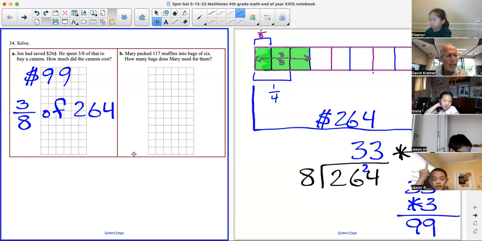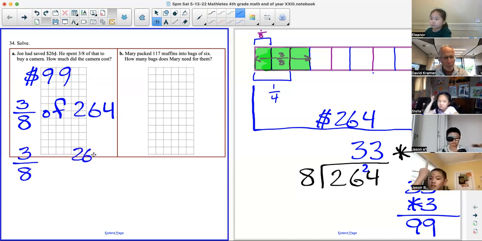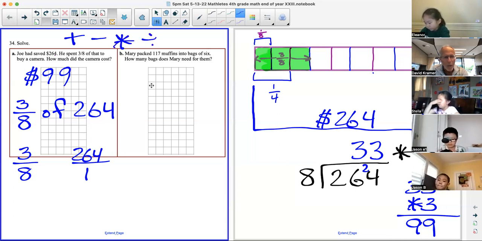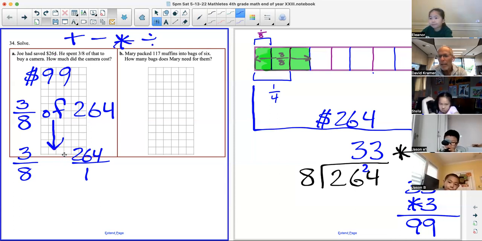So what is the word of? I have 3/8 on the left. I have 264. I might as well write that as a fraction because all numbers can be written as a fraction. 264 over 1 is 264 wholes. Now, who can tell me what operation, addition, subtraction, multiplication, or division, the of means? Anybody want to take a chance? Go ahead, Eleanor. Division.